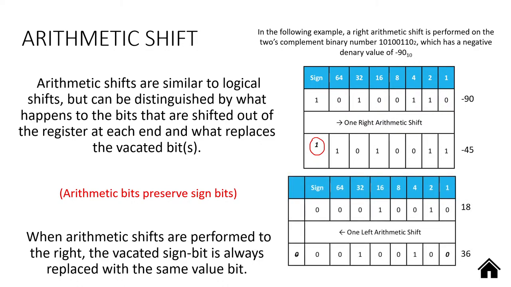If we do a left arithmetic shift, look what happens this time. Because there was zero there before, we move it one down. We replace it with whatever was there before. So that's, again, zero. If there was a one there before, we'd put a one in there. And that's how logical and arithmetic shifts work. Has anybody seen that before?